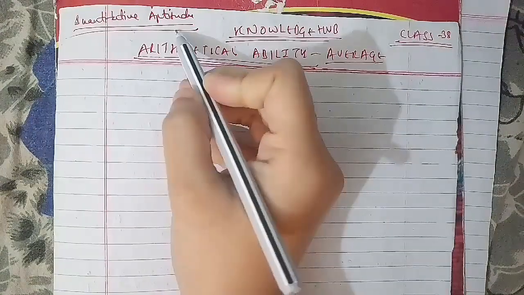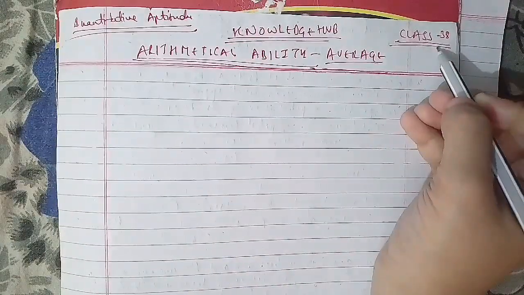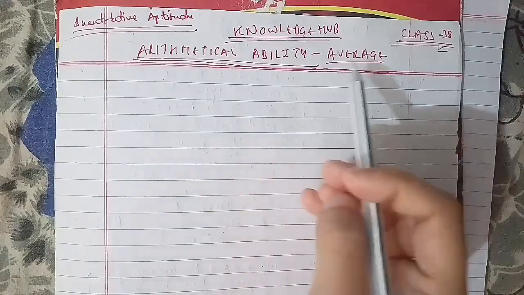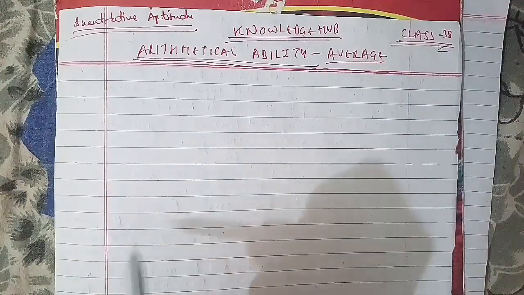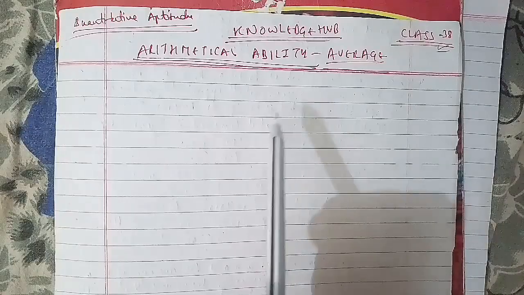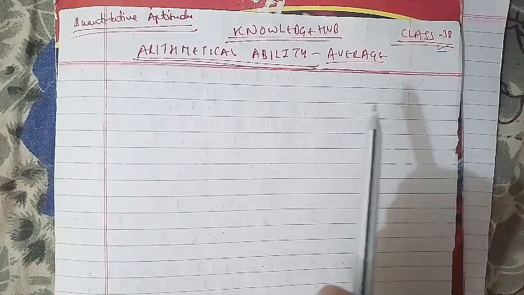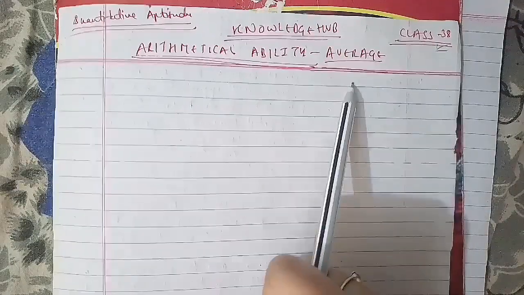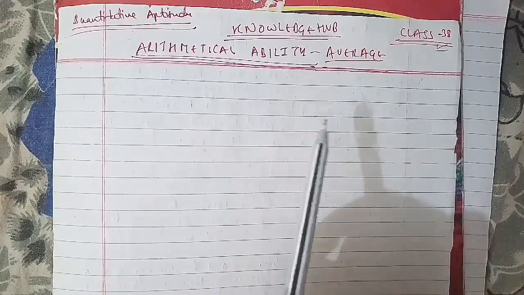Today we're going to start with your quantitative aptitude class, and this is your class 38. This is the arithmetical ability class, in which we had started with averages. Here we had completed operations on numbers, LCM and HCF of numbers, decimal fractions, simplification, square roots and cube roots, and this is your average. This is the sixth topic here.